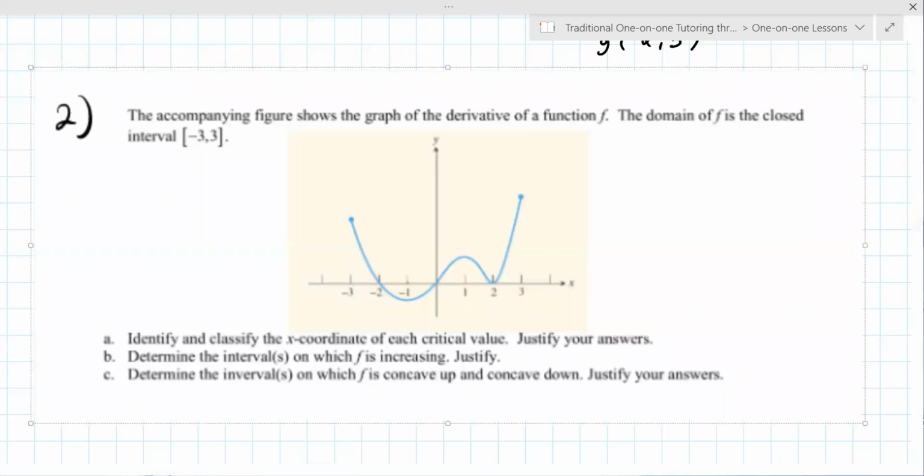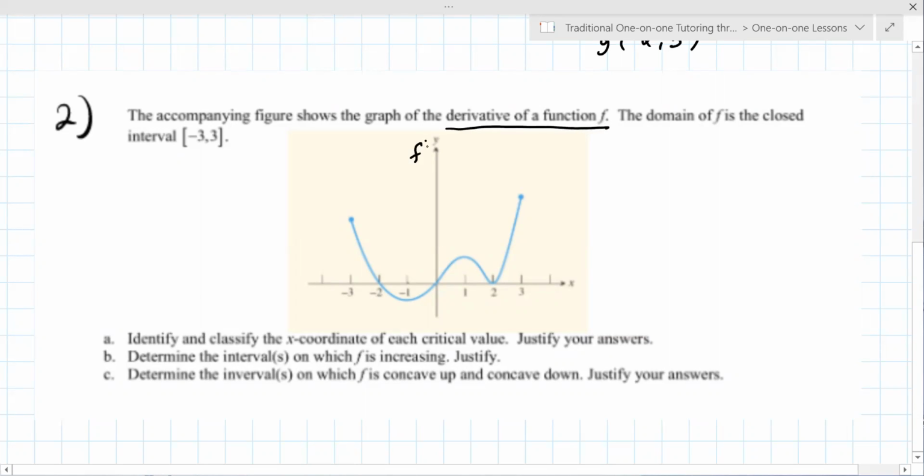Okay, the accompanying figure shows the graph of the derivative function of f. The domain of f is the closed interval. So again, that's really important that you know that this is the derivative. Sometimes I write it just to make sure I don't somehow forget that.